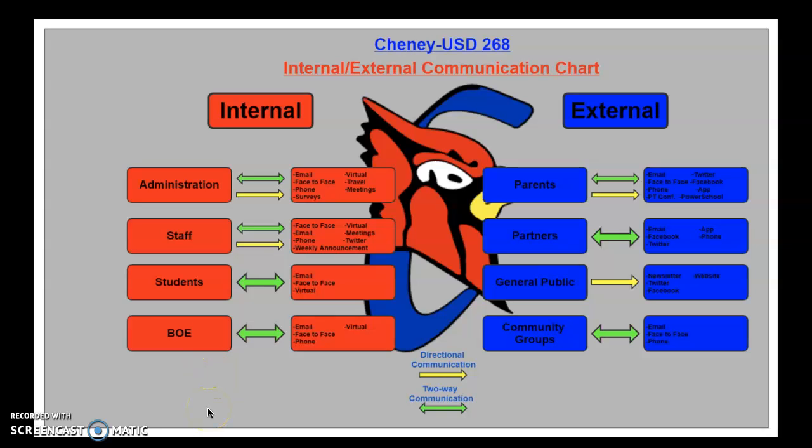External communication here at Chini. Number one is parents. We have different ways to communicate with parents, and I kind of narrowed it down to about 7 or 8 choices here. Probably number one still at Chini is by email. And I would say number two is still face-to-face communication with parents. Phone calls is probably next.